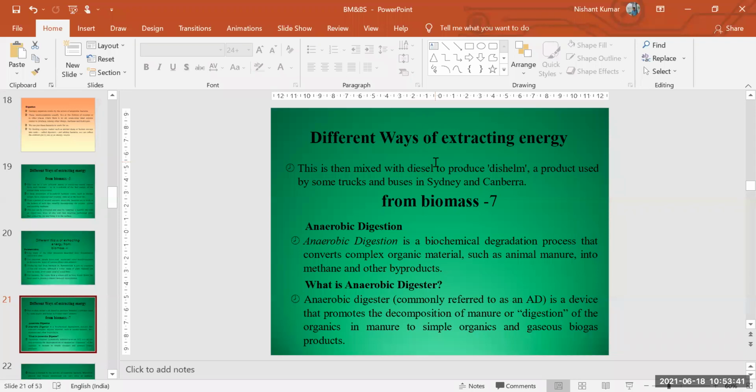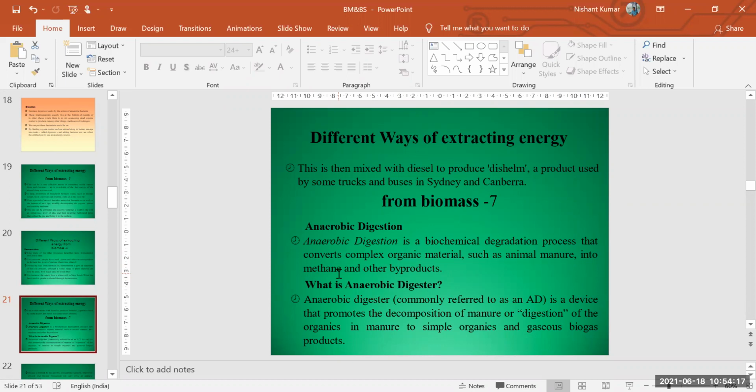If you are taking the sugar canes, the breakdown of that sugar is done into carbon dioxide and alcohol and acids, and the solid residue that is left can be used as fertilizers or cattle feed, or burned for the boilers. Same here, it converts complex organic material such as animal manure into methane and other byproducts. This methane could be used as a source.